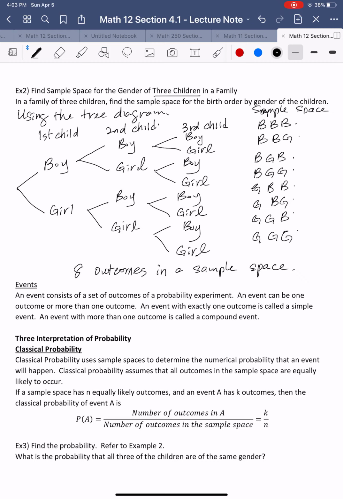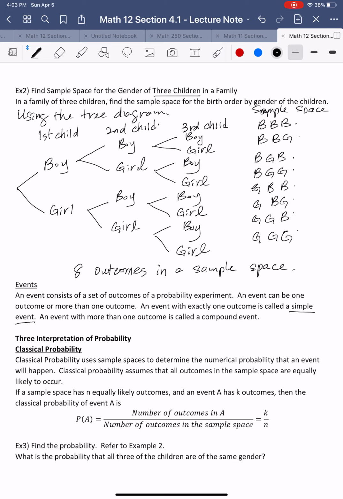All right, let's talk about events. An event is a set of outcomes of a probability experiment. Events can be one outcome or more than one outcome. An event with exactly one outcome is called a simple event, and an event with more than one outcome is called a compound event. We're going to talk about 3 interpretations of probability. Classical probability uses a sample space to determine the numerical probability that an event will happen.